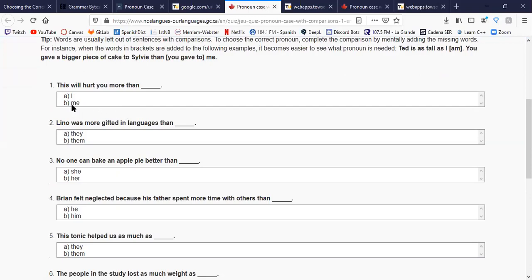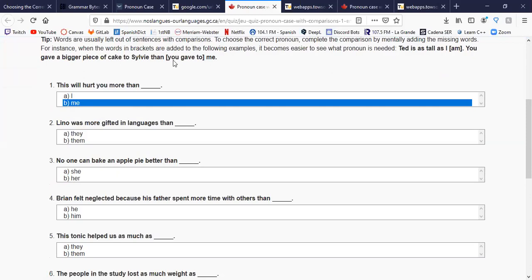In this case, it will be me. Because if you finish the sentence, you'd have, and let me type it out, this will hurt you more than, and then I'll put the missing words in brackets. So again, add missing words if you're not sure. And then me. So see, this will hurt you more than it will hurt me. So here we have that it will hurt put into the sentence, and we can clearly see that it's me and not I. The answer is me. And let me erase that.